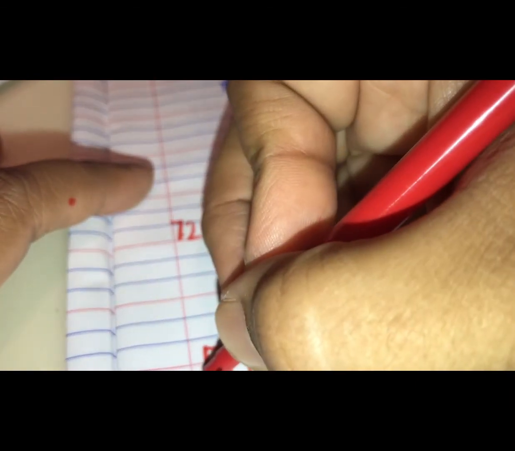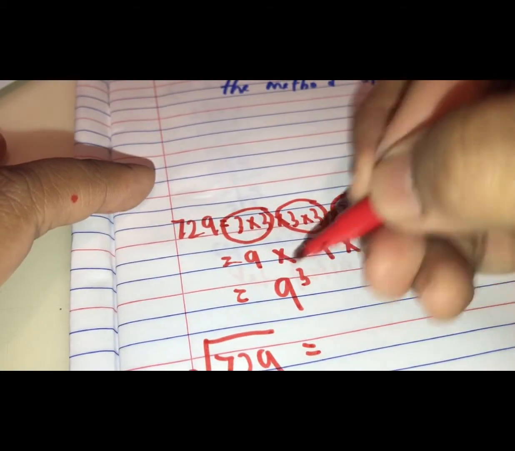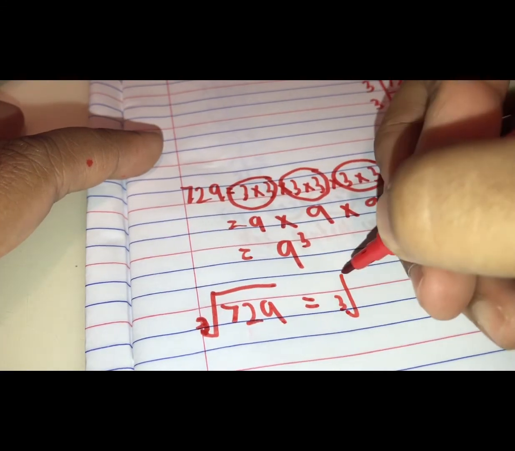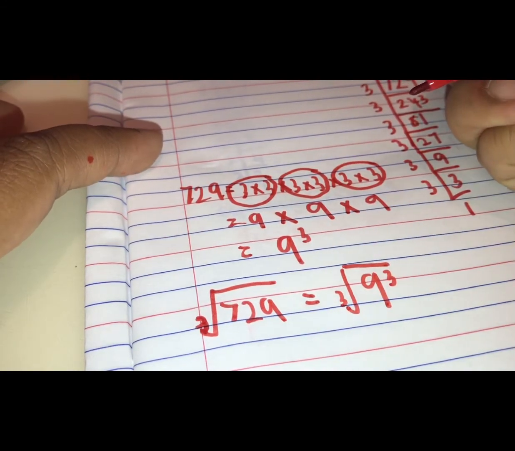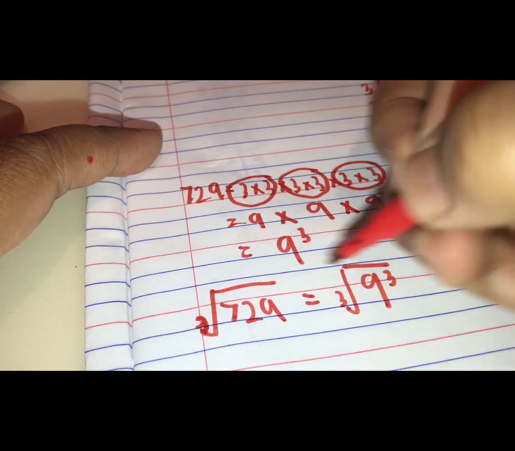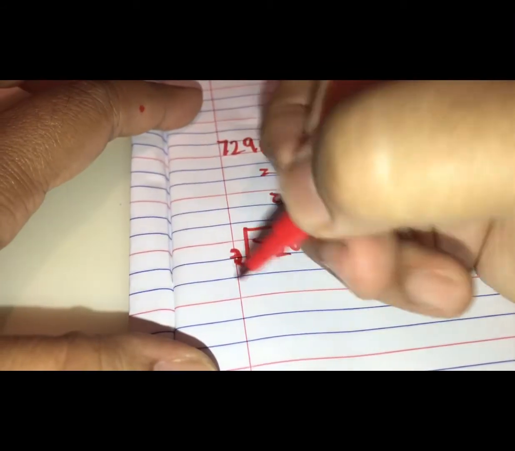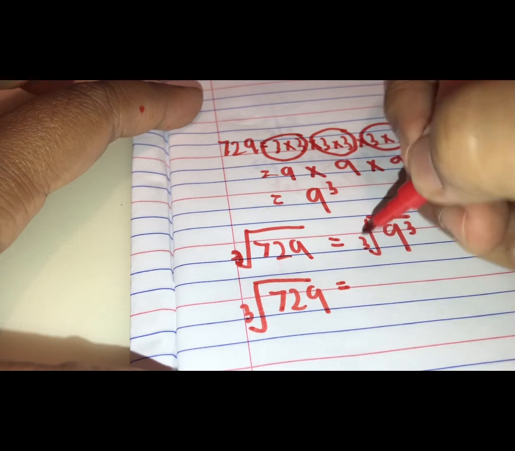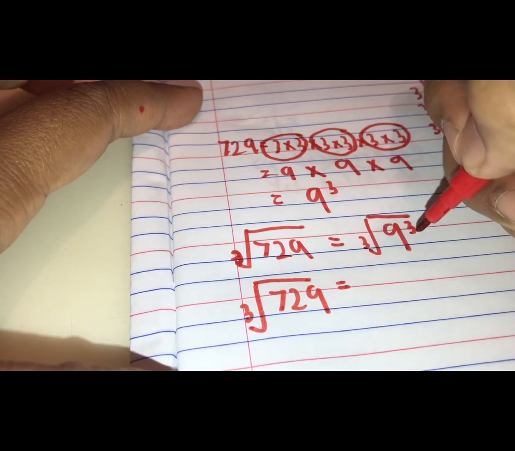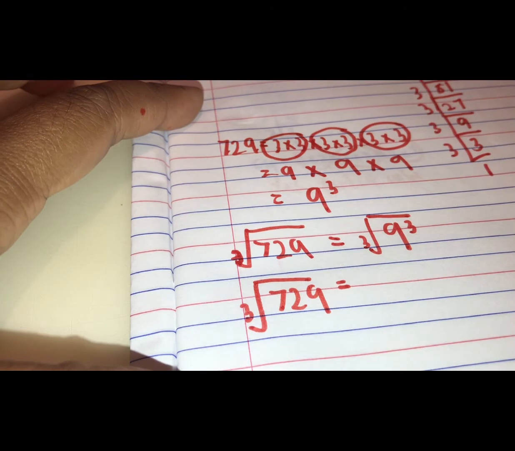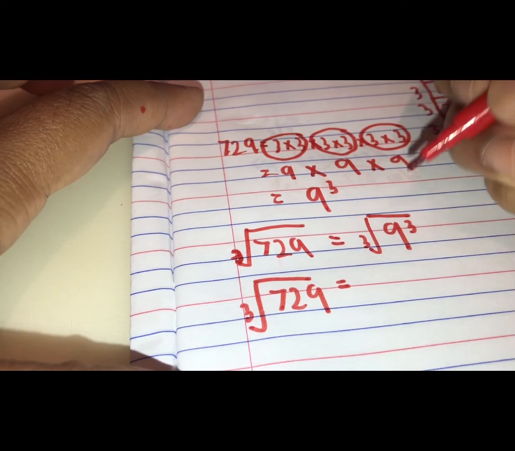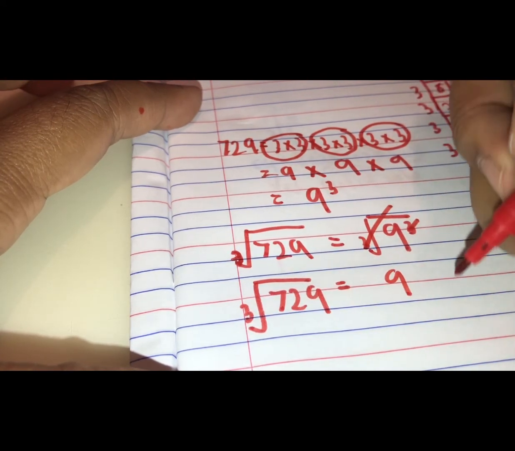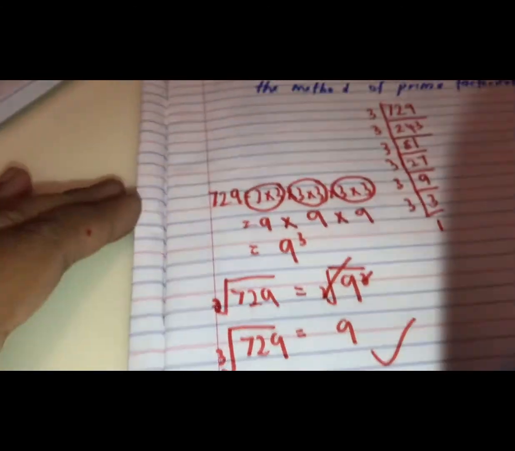So the cube root of 729 equals the cube root of this. When you cube root at your left, you must cube root at your right. When cube root meets with cube, you can cancel, just like when square root meets with square. So it becomes 9 only. But this is not your final answer for this question.